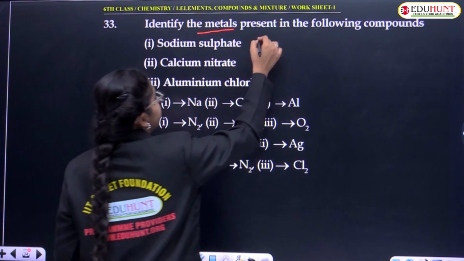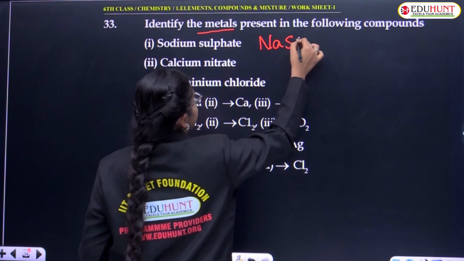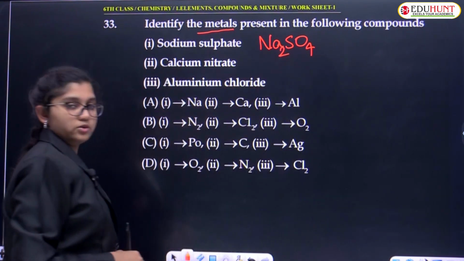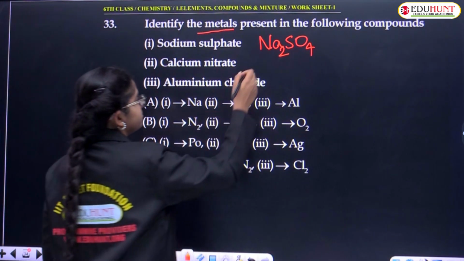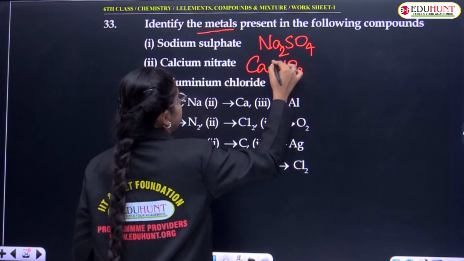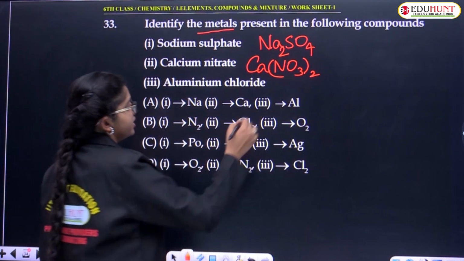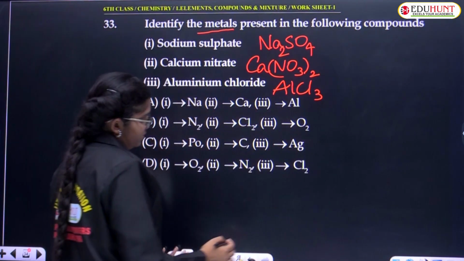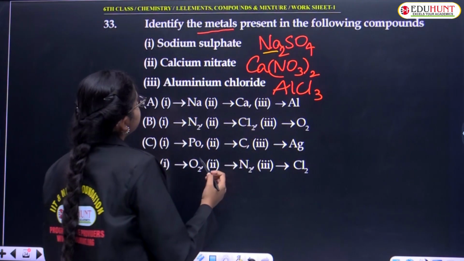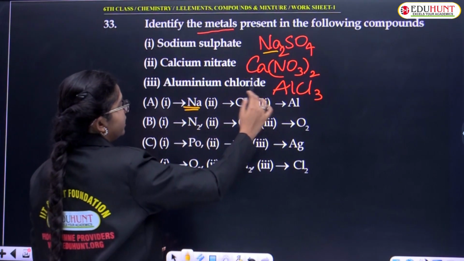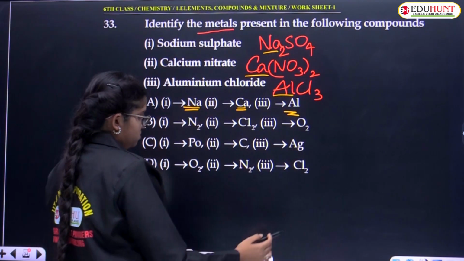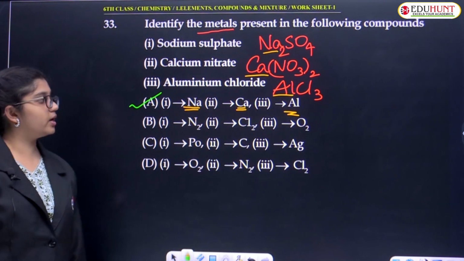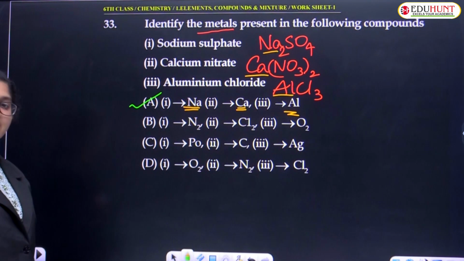Sodium sulfate formula is Na2SO4. Calcium nitrate is Ca(NO3)2. Aluminium chloride is AlCl3. So find out the metals over here, children. What are the metals? Sodium is a metal, calcium, aluminium. What is the right option now? Option A is the right option because it has all the correct answers: sodium, calcium and aluminium. Clear? Very good.